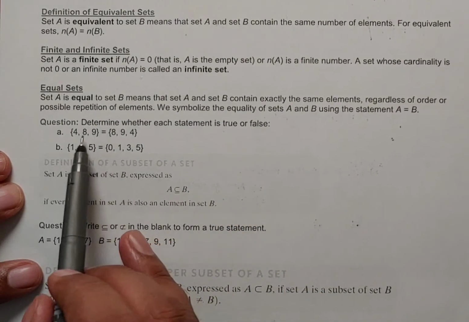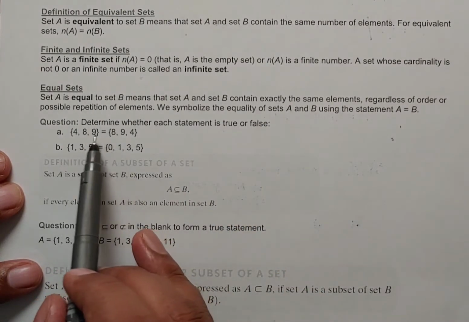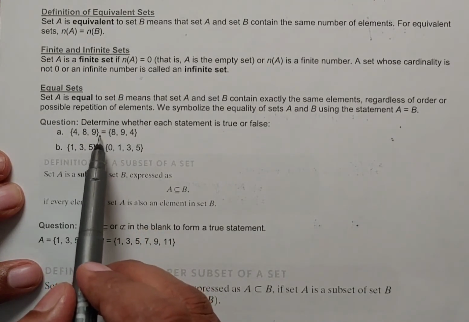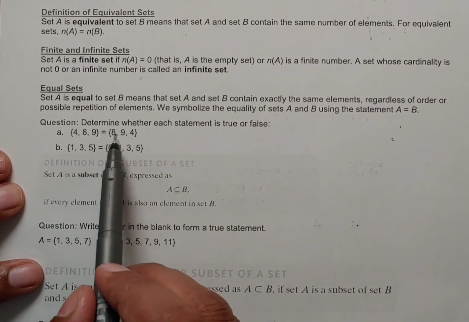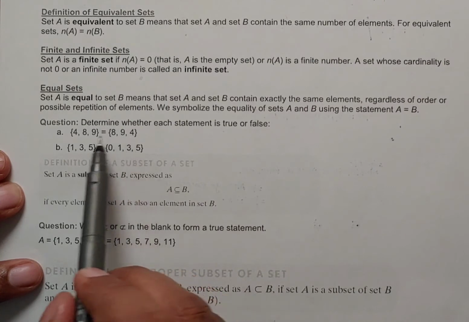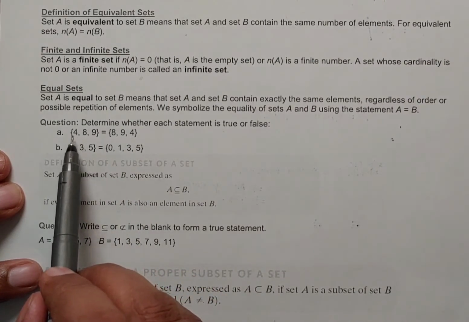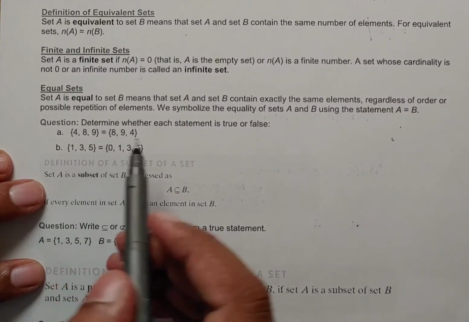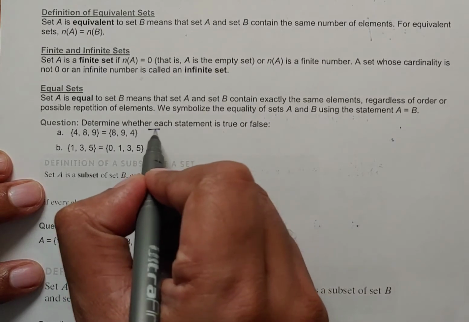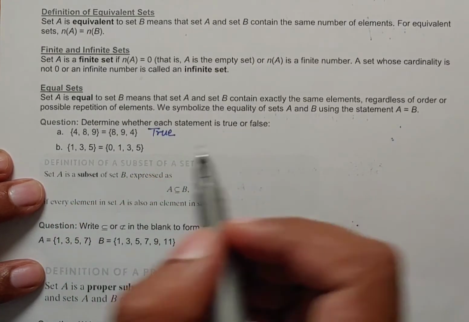Okay, so are these two sets equal? Are these two equal, because it has an equal sign in between? Is this true? It has 3 elements, right? So 4, 8, 9, and it has 3 elements, 8, 9, 4, and also they are the same. These numbers are the same. So yes, this is true because these are equal sets.